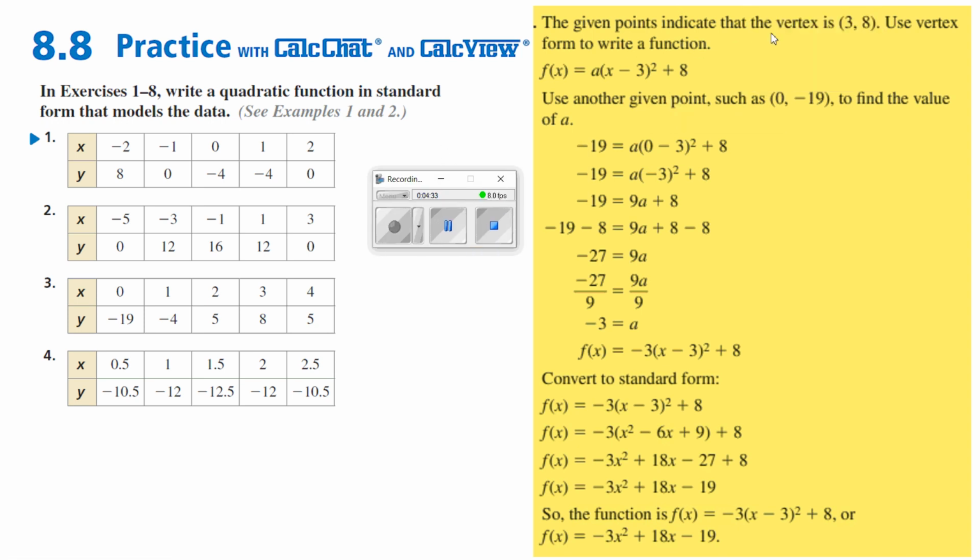The given points indicate the vertex is 3 and 8. So use the vertex form to write the function. We know that since x is 3, we're going to replace the number in front of x with the opposite, so -3.